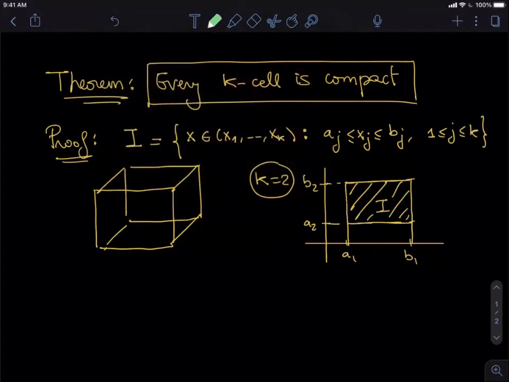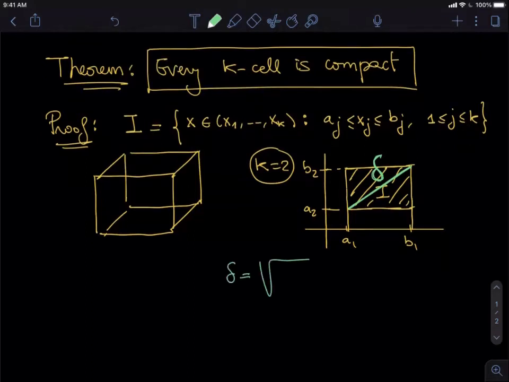All right, so there is an important quantity that we are going to be using, that is the diagonal. Okay, this diagonal here that we are going to call delta. Okay, so delta is the square root, by the Pythagorean theorem, of (b1 minus a1) squared plus (b2 minus a2) squared.